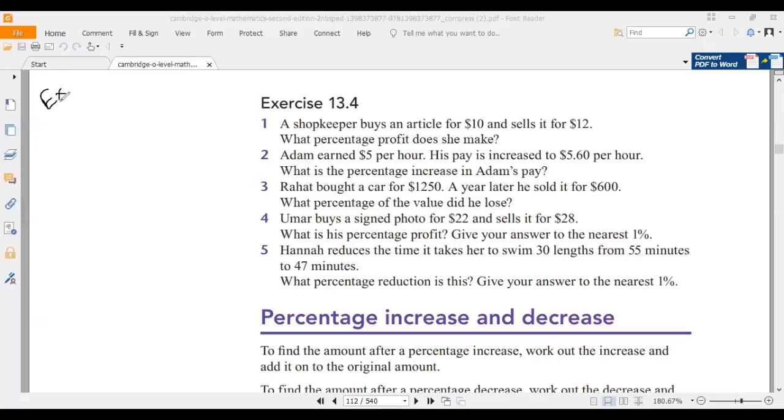Exercise 13.4. A shopkeeper buys an article for $10 and sells it for $12. That means the cost price of an article is $10 and selling price will be $12. Now the question says, what percentage profit does she make?